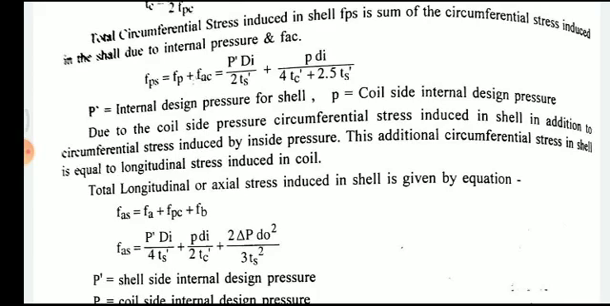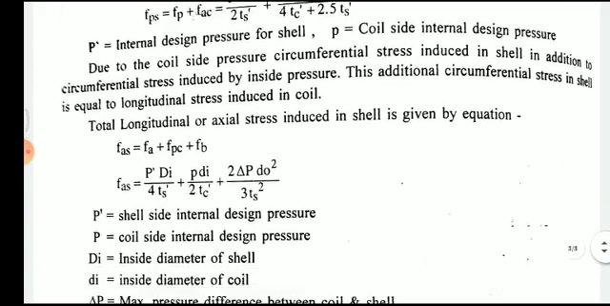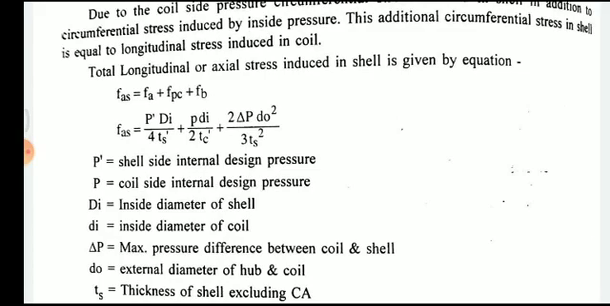Now, due to the coil side pressure, circumferential stress is induced in the shell in addition to the circumferential stress induced by the inside pressure. This additional circumferential stress in the shell is equal to the longitudinal stress induced in the coil. The total longitudinal or axial stress induced in the shell is given by the equation FAS is equal to FA plus FPC plus FB.